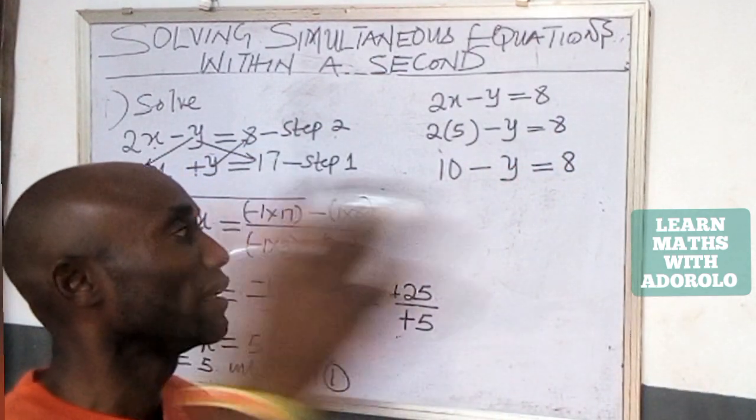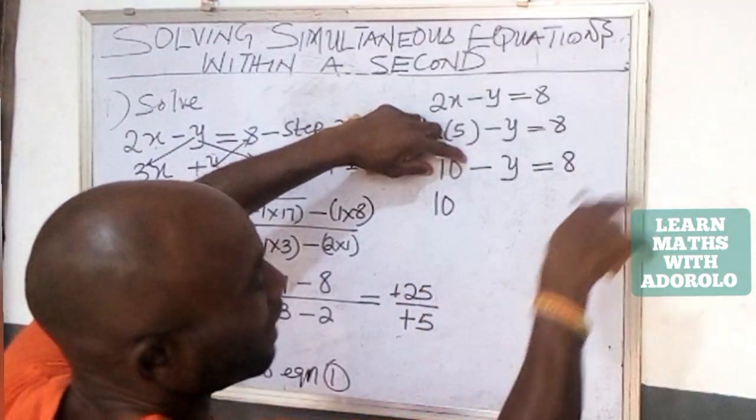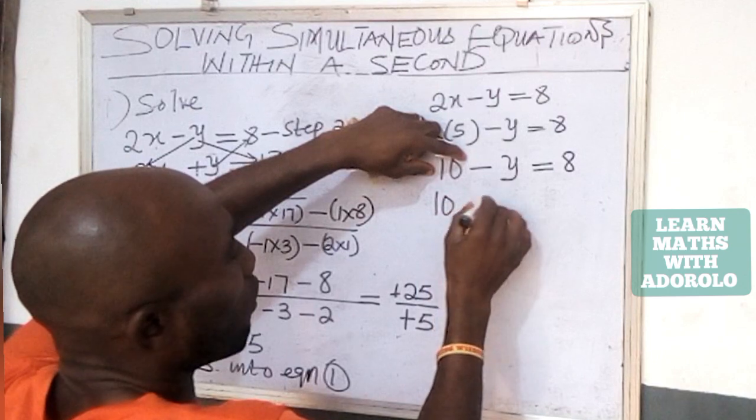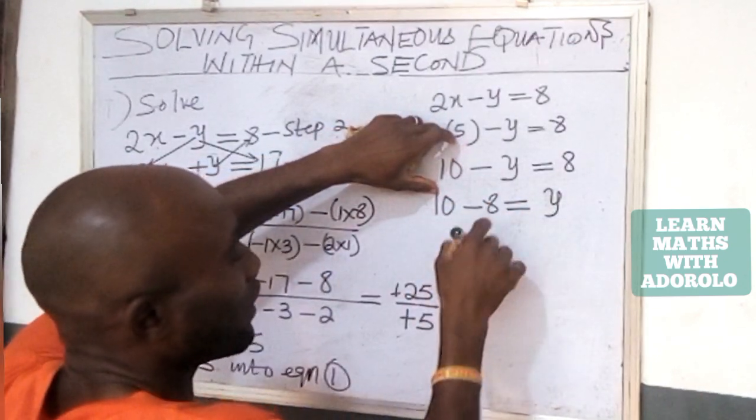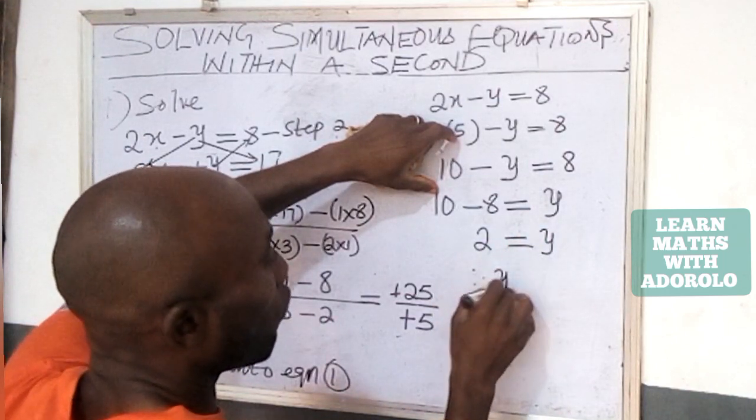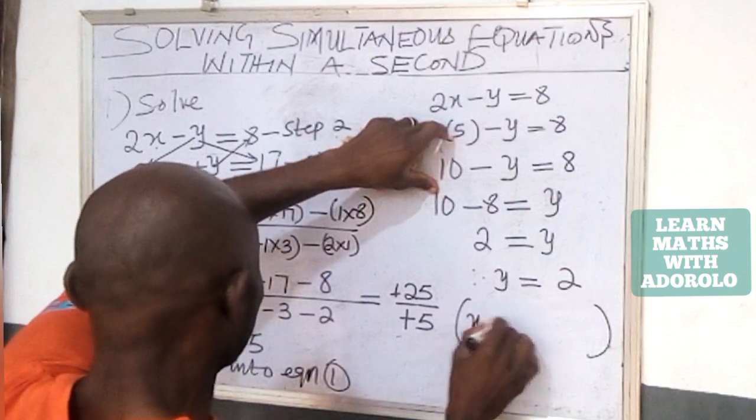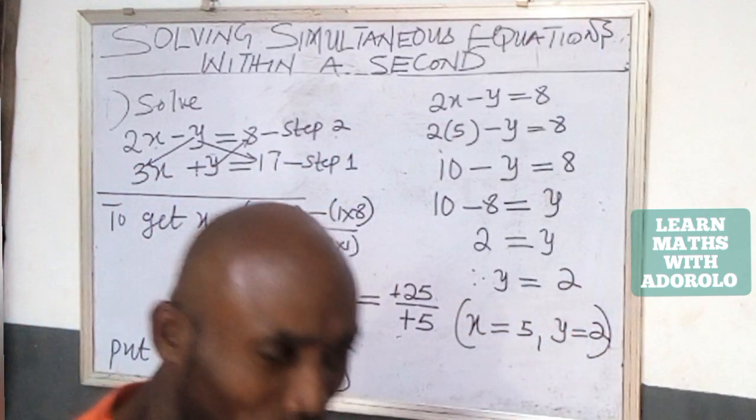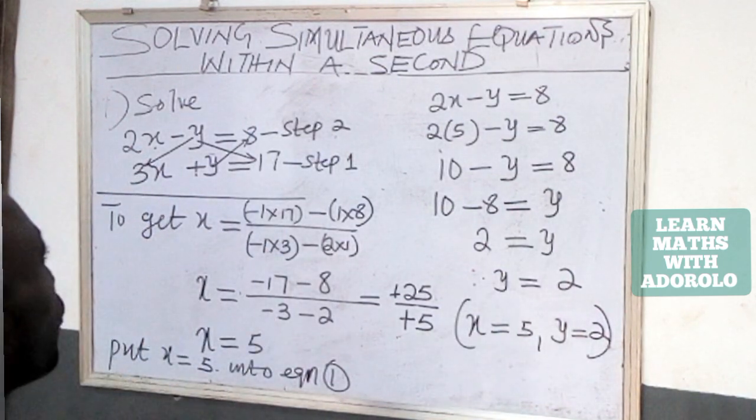The next thing is you collect your like terms. Very easy. Leave your 10 here. Take minus y to that side, it becomes positive. Bring plus 8 to the other side, it becomes negative. We have minus y is equal to 8 minus 10, which will give us minus 2, so y is equal to 2. So both answers: x is equal to 5 and y is equal to 2. Very simple. We are going to solve another one quickly again.